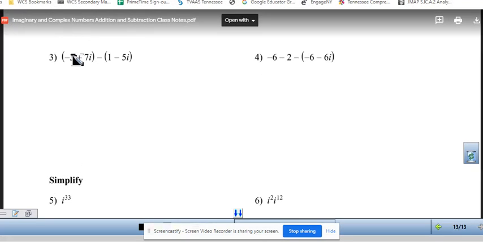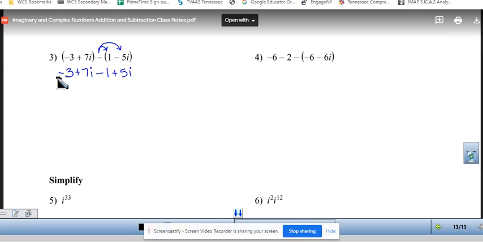When we're wanting to combine like terms, the first thing that we need to do is get rid of the parentheses. If there isn't anything in front of the parentheses, we can just go ahead and drop the parentheses. In this case, there's a negative in front of the parentheses, so we need to distribute the negative to each term inside of the parentheses. That's going to give us a -1 and a positive 5i.